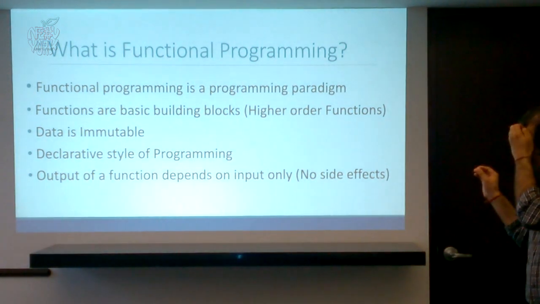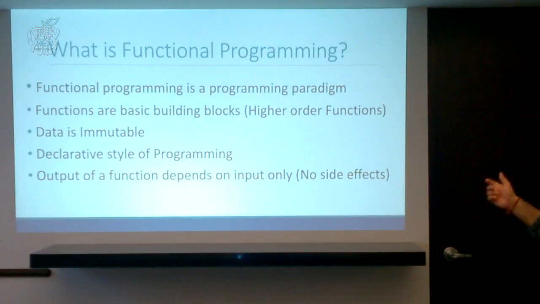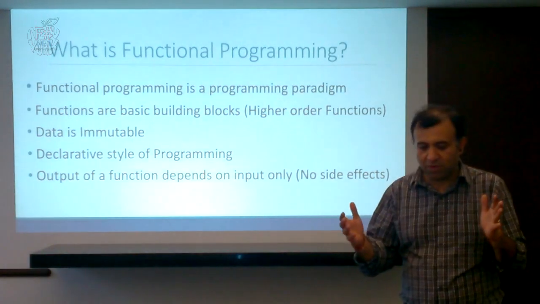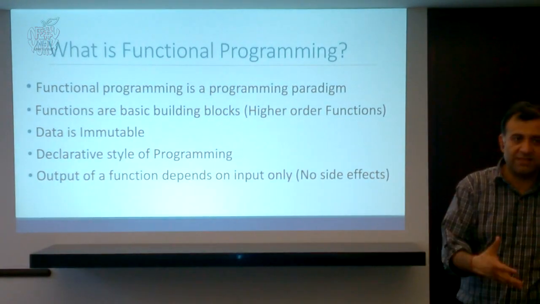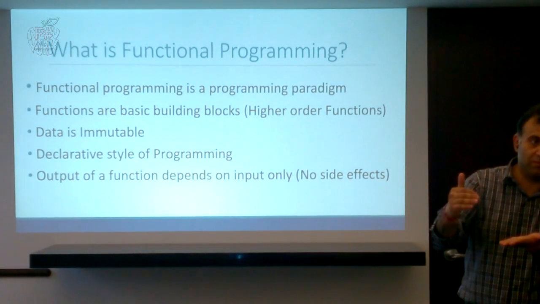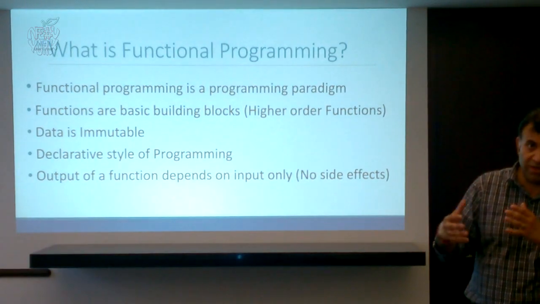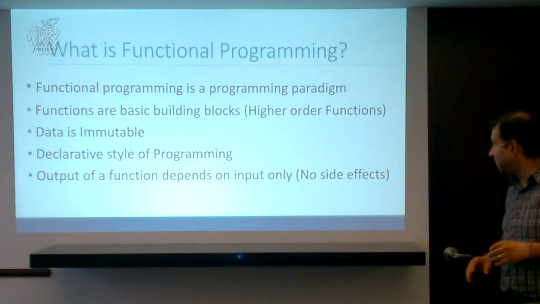The unique feature about functional programming is that functions are the building blocks. So let me contrast it with object-oriented programming, where you have the concept of a class, right? An object is an instance of a class, and you have the state, which is represented by the attributes of the class, and you manipulate that state through its public functions.